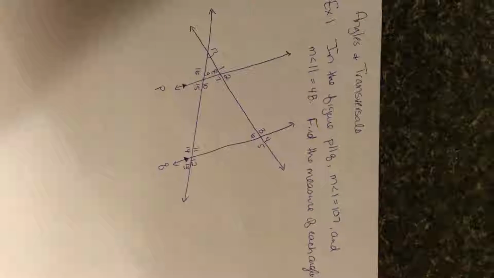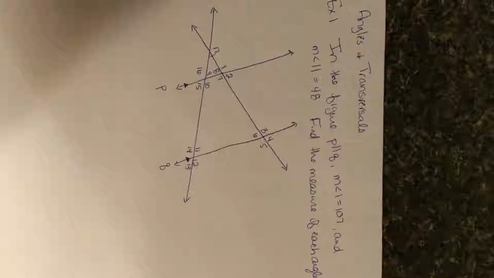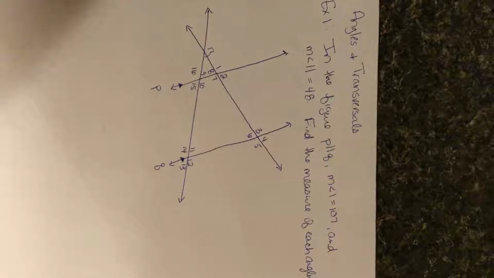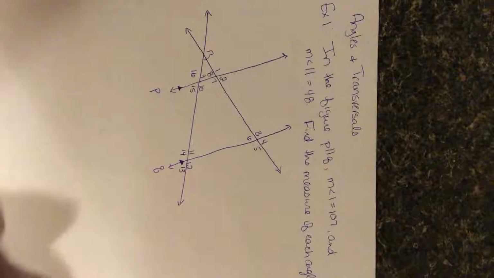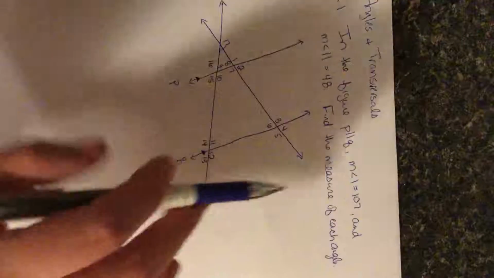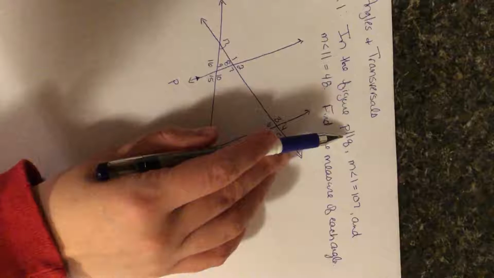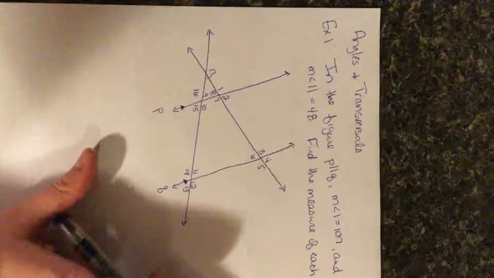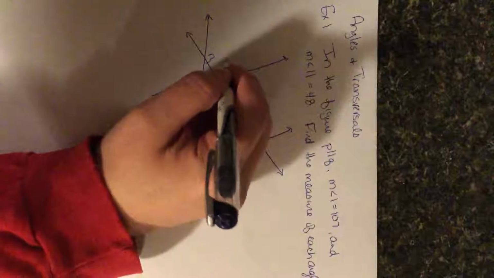Okay, so for your first video here, we're going to discuss angles and transversals and how they relate to parallel lines. So for example 1, you have in the figure P is parallel to Q, so this symbol here means parallel, P is parallel to Q. The measure of angle 1 is 107, so whenever they give you something, I usually just write that in.